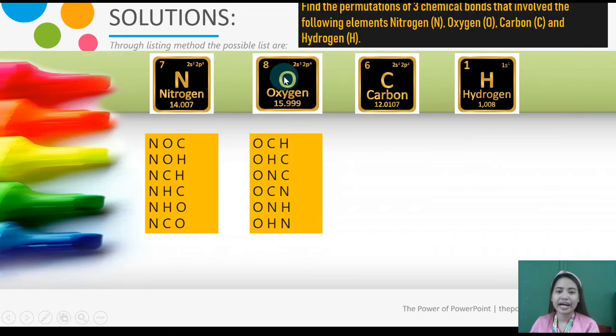The other one we have O, which is pertaining to oxygen. We have oxygen, carbon, and hydrogen. Then oxygen, hydrogen, and carbon. Then oxygen, nitrogen, and carbon. Oxygen, carbon, and nitrogen. And we have oxygen, nitrogen, hydrogen, and oxygen, hydrogen, nitrogen, which is composed of 6 possible ways also. So therefore, we have 12.